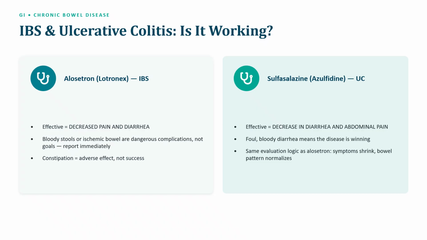And also, alosetron carries a black box warning for ischemic colitis. It is restricted to women with severe diarrhea-predominant irritable bowel syndrome who have not responded to other therapy. Any bloody stool means the medication is stopped and the provider is notified.